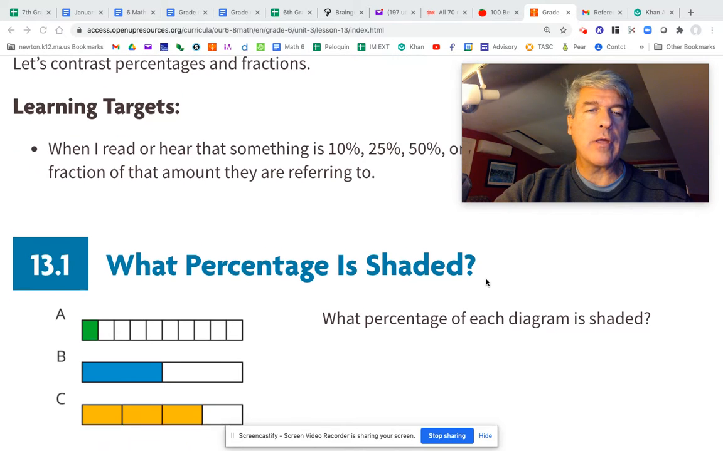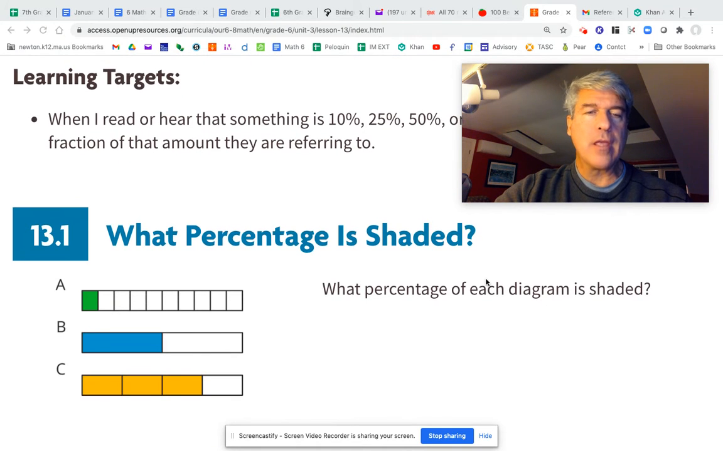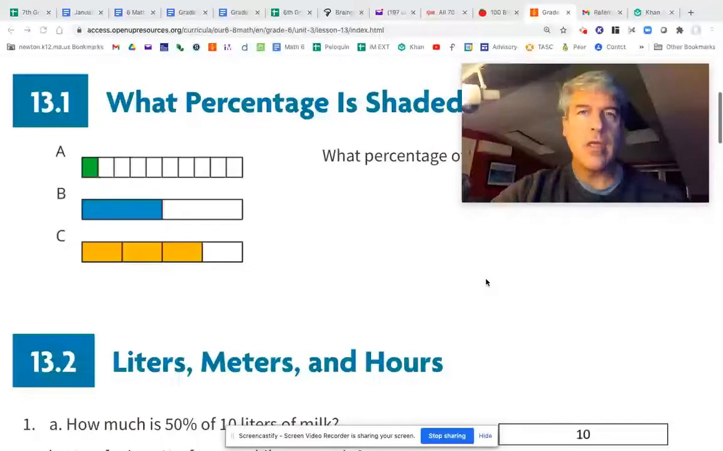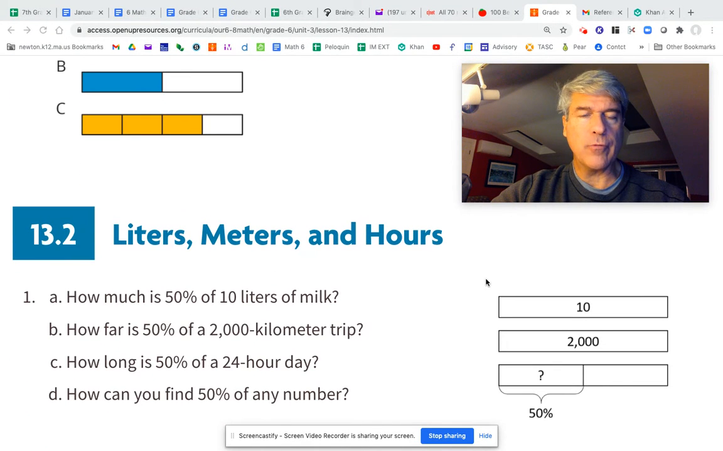Let's start with 13.1. You can see that we've got three examples of three different tape diagrams. I'm asking you in a Google document on Schoology to answer the question, what percentages do these tape diagrams each represent? In 13.2, you're being asked a series of questions that involve these benchmark percentages.